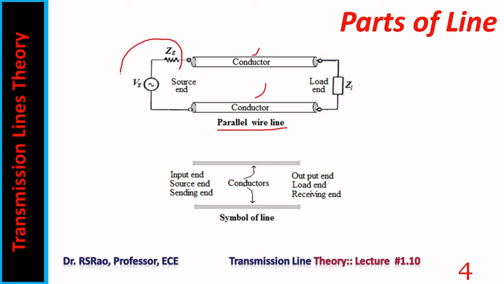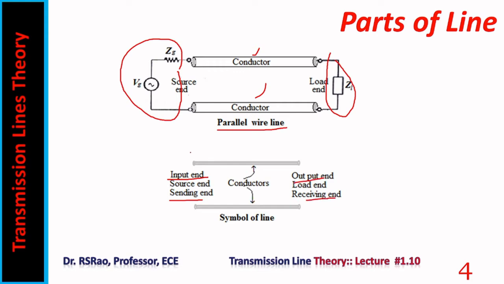On one side, signal source is connected. It may be energy source also. On the other end, load is connected. Left side where source is connected, it is called source end. Right side where load is connected, it is called load end. Different names are there for source end. It is also called input end. It's also called sending end. Similarly, for load end, names are there: output end, receiving end.